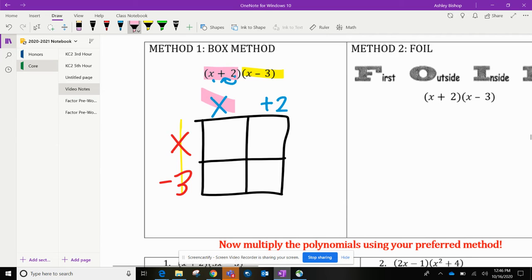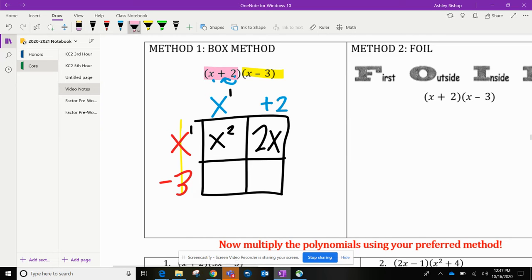So I have x times x. That answer is going to go here. So x times x is x squared. And you know that they both have an exponent of 1, and we can add those exponents to get x to the second power. Or you can just memorize that x times x is x squared. Then I'm going to do 2 times x, and that answer is going to go here. We're going to match up the boxes. 2 times x is just 2x.